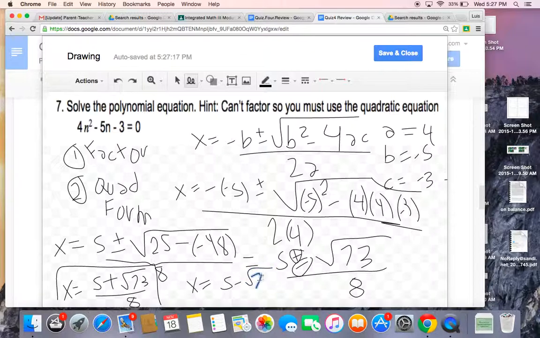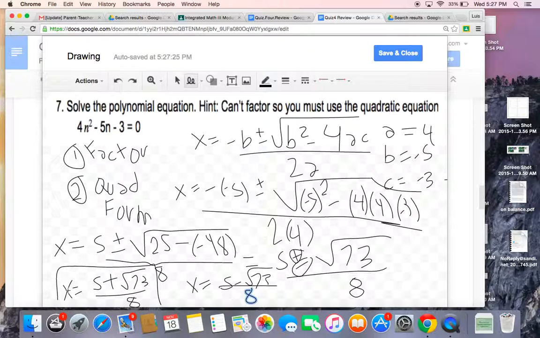So to summarize what this problem was: the polynomial is already set equal to 0. I'm going to try to factor, but my hint tells me I cannot factor, so I'm going to go ahead and use the quadratic formula. I will provide you with the formula so you don't have to memorize it. Once I have the formula, I find a, b, and c, which are my coefficients, and I input them into the quadratic formula. Then I simplify as much as I can and end up with two solutions.